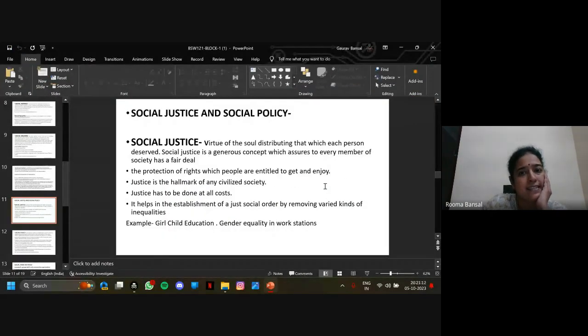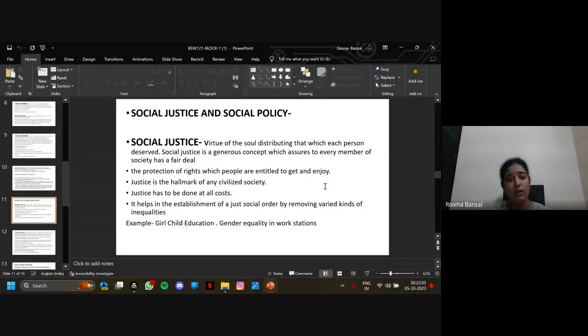And next is social justice and social policy. What is social justice? Social justice is protection of rights, or you can say it is removing any sort of inequality from the society. This is a generous concept which assures that every member of the society should have a fair deal in any phase of his or her life, like girl child education.